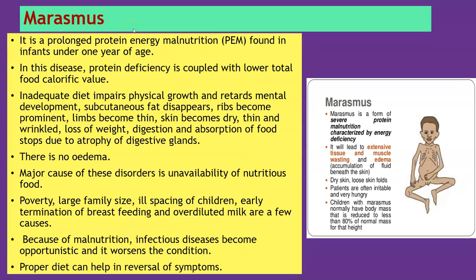The next one is marasmus. It is a prolonged protein energy malnutrition, PEM, found in infants under 1 year of age. In this disease, protein deficiency is coupled with low total food calorific value. Inadequate diet impairs physical growth and retards mental development. Subcutaneous fat disappears, ribs become prominent, limbs become thin, skin becomes dry, thin and wrinkled, loss of weight, digestion and absorption of food stops due to atrophy of the digestive glands.